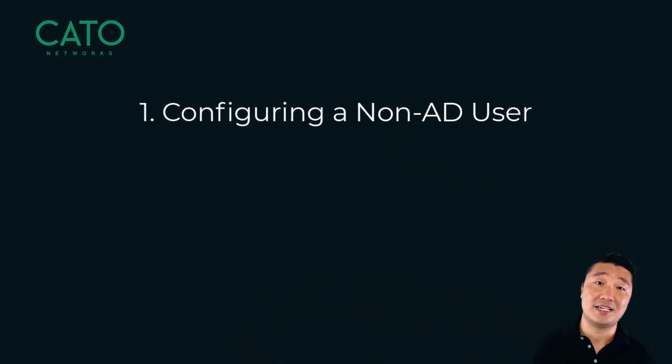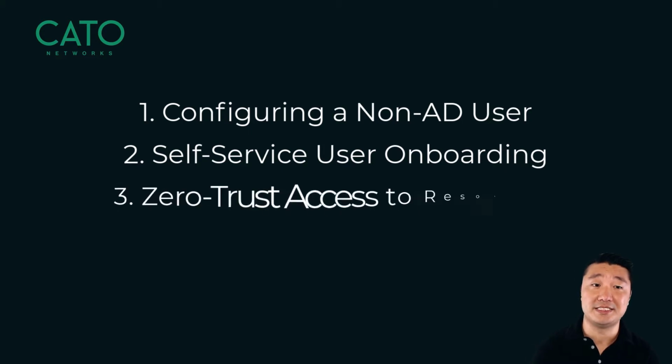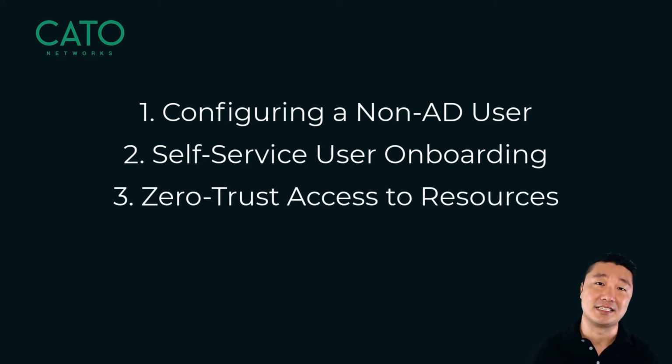In this short demo, I'm going to show you how to onboard a new user into Cato's software-defined perimeter in just a few minutes. We're going to start by configuring a non-Active Directory user. So this can be any user, a user outside of your domain or your standard logon mechanisms. We're going to show self-service onboarding of the user using the Cato SDP client. And then finally, we're going to demonstrate zero trust access to resources that exist in the cloud. So this will be over SMB to both Dublin, Ireland, and Seoul, South Korea. So let's get started.